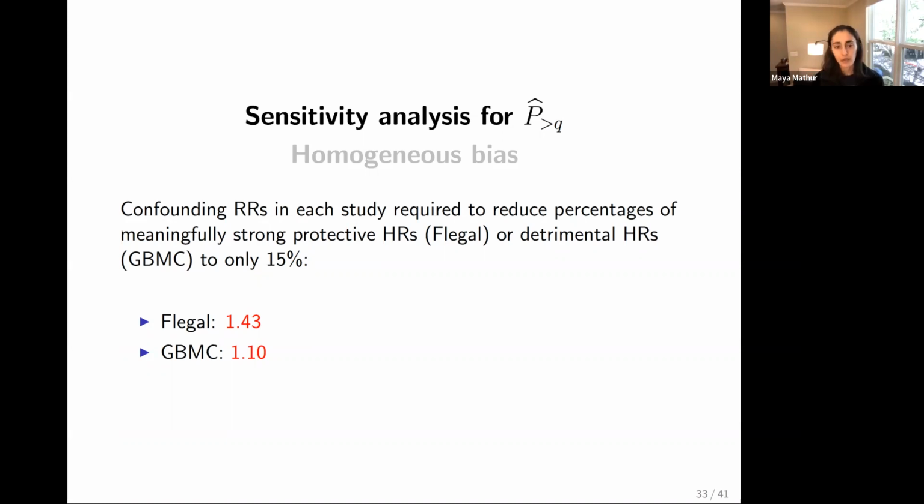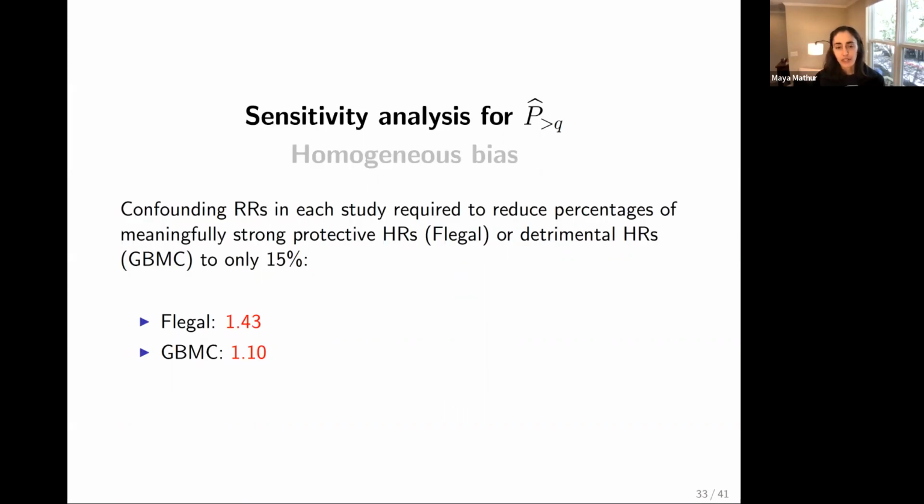And so for Flegel, we would get an e-value of 1.43. So again, if each study in Flegel had confounding risk ratios of 1.43 with both the exposure and the outcome, that could be enough to reduce to only 15% the proportion of meaningfully strong effects. And in GBMC, we get confounding risk ratios of 1.1. So actually even less robustness.